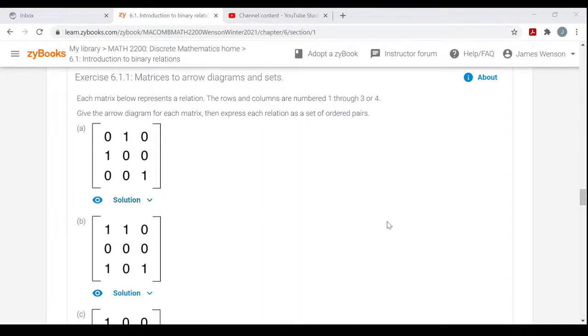So that's it for 6.1, this introduction to binary relations, right? Sets of ordered pairs, really.